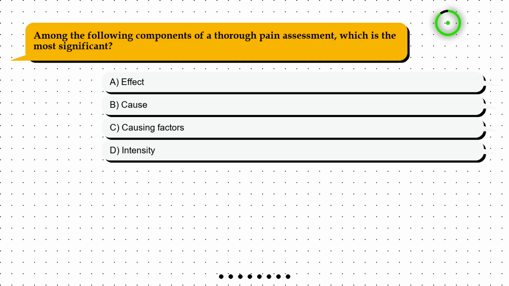Question 1. Among the following components of a thorough pain assessment, which is the most significant? Option A. Effect. Option B. Cause. Option C. Causing factors. Option D. Intensity.